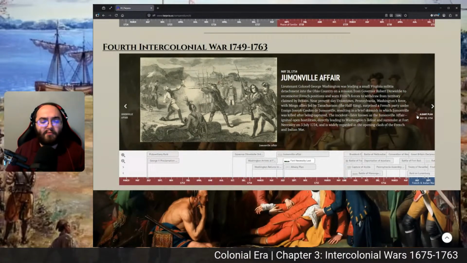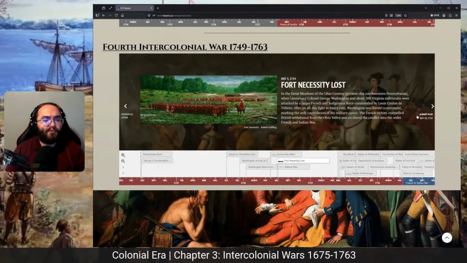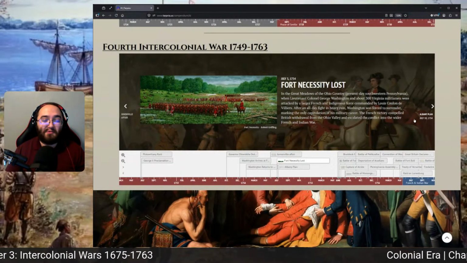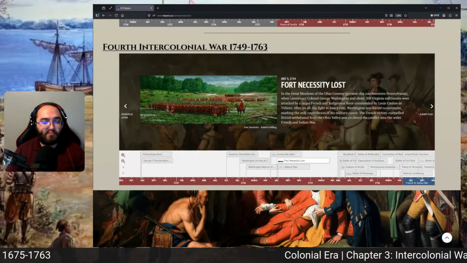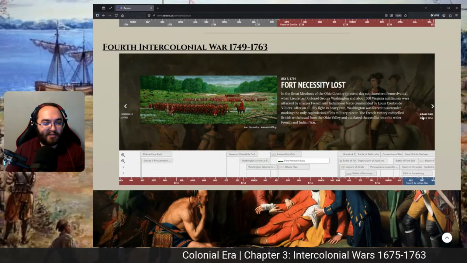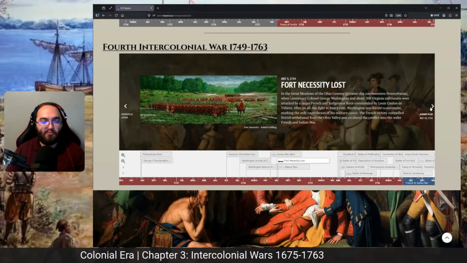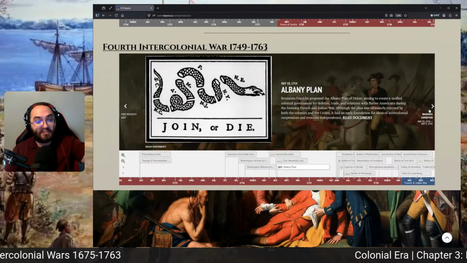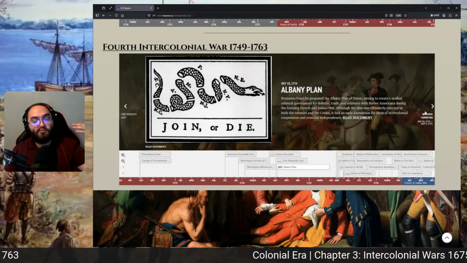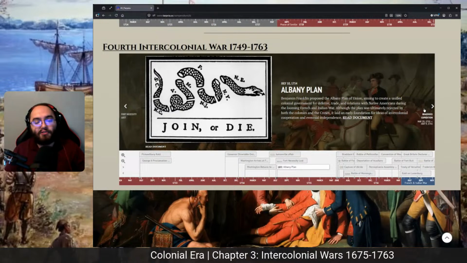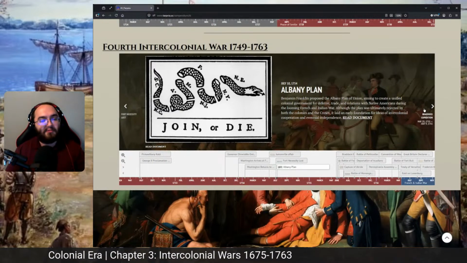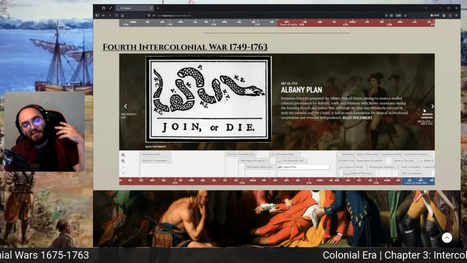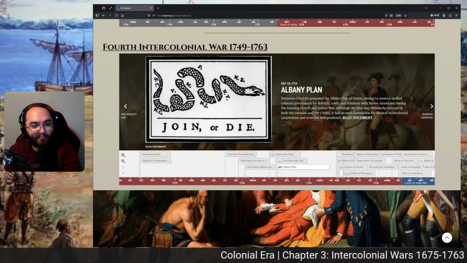So yeah, the Jumonville Affair, and then soon after, Washington will establish Fort Necessity, which is a really pathetic wooden fort that falls to the French and Native American forces really quickly. And it's during this time, during the Second Acadian War, just prior to the official beginning of the French and Indian War, you have Benjamin Franklin, who's a Pennsylvanian, even though he was originally from Boston, and he creates this plan called the Albany Plan.